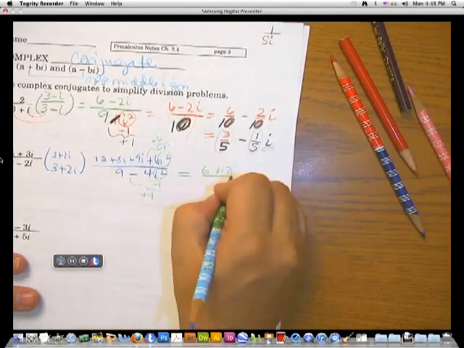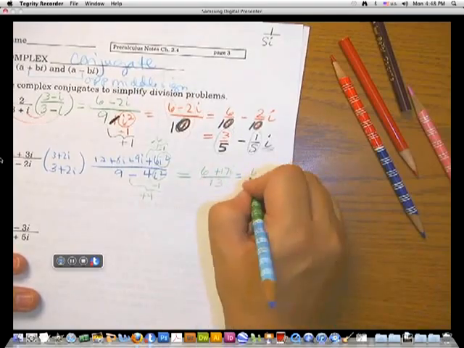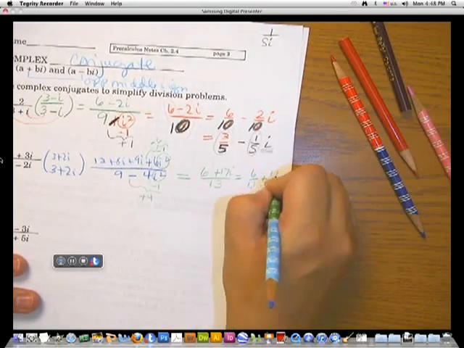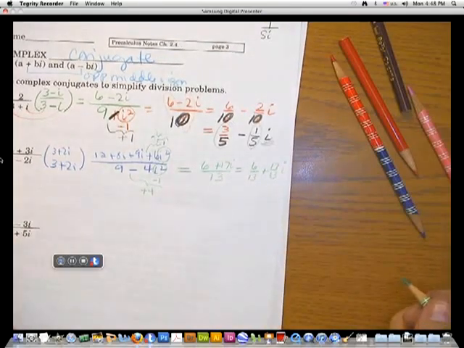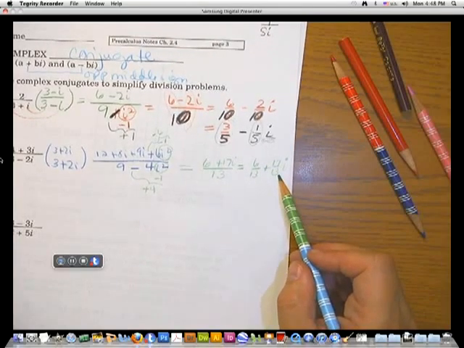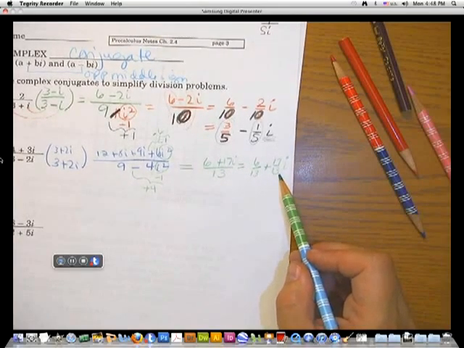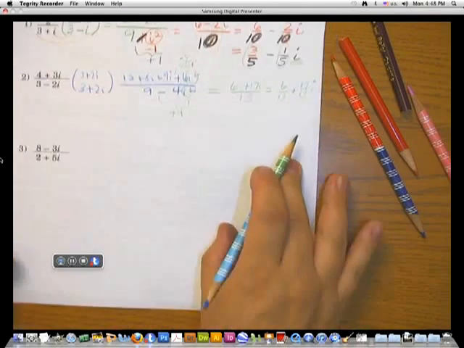9 and 4 is 13. And we do want to write it in the a plus bi format. And we don't care that it's an improper fraction. We prefer that. Absolutely no decimals, absolutely no mixed numbers. So leave the improper fractions alone.